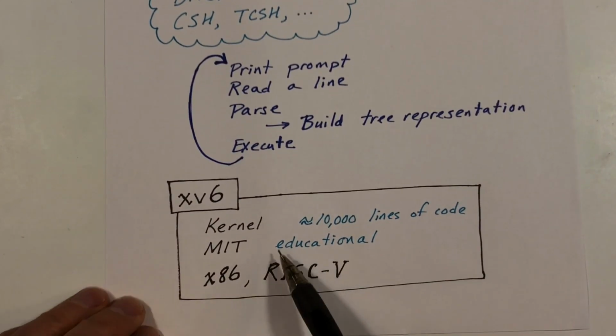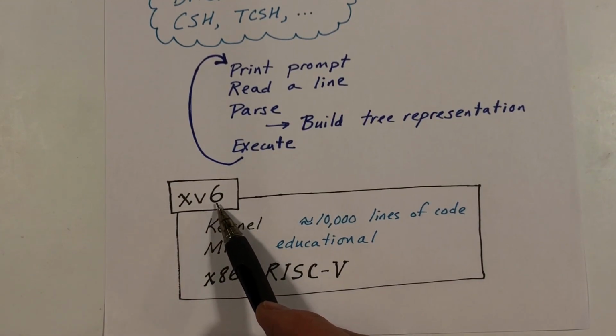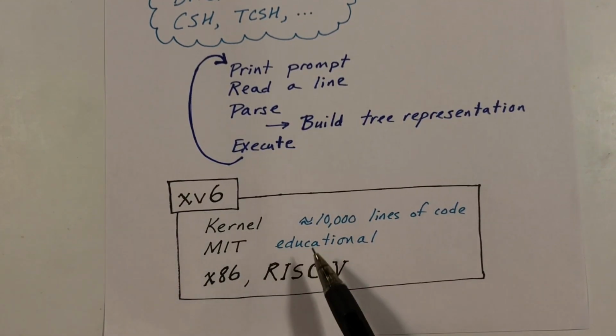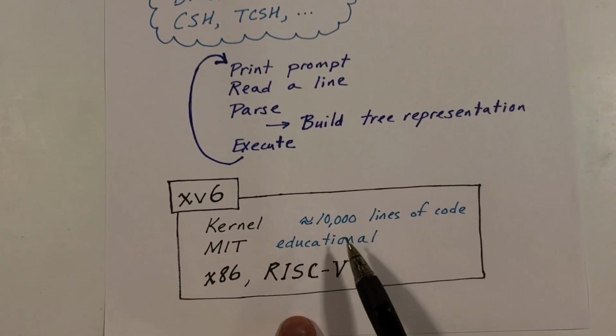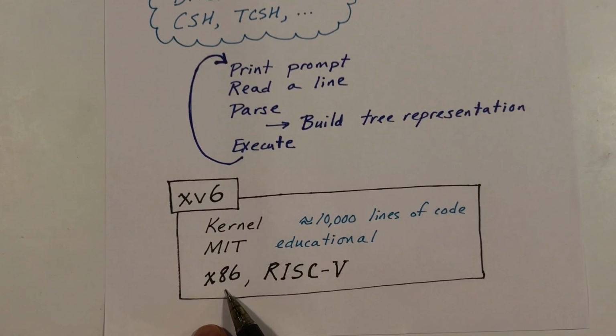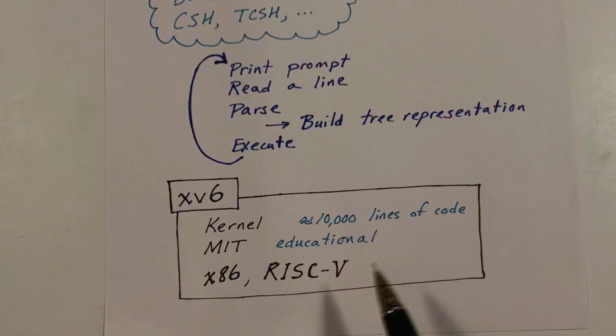The shell that I'm looking at comes from the XV6 operating system kernel. This is a very short and sweet kernel done by MIT for educational purposes. There's an implementation on the x86 architecture as well as the RISC-V architecture, and it's well worth taking a look at if you want to know more about kernels.